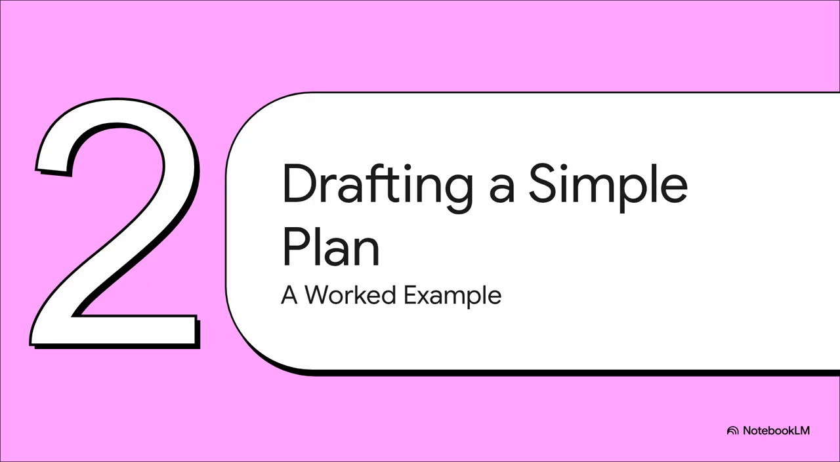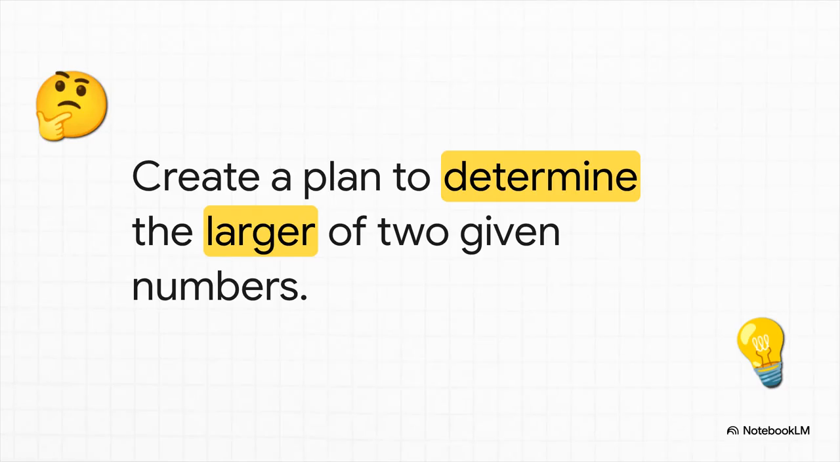Okay, so we've seen the building blocks. Now, let's put on our architect hat and actually draft a simple blueprint from scratch. We're going to take a really common problem and just plan out the whole solution using pseudocode. And here's our job. It's super straightforward, but it's perfect for showing how this process works. We just need to create a plan, a blueprint, that can look at 2 numbers and tell us which one is bigger. Simple as that.